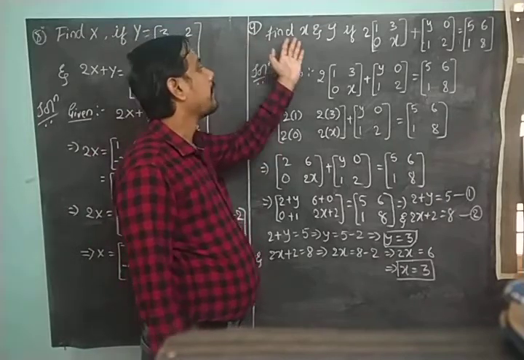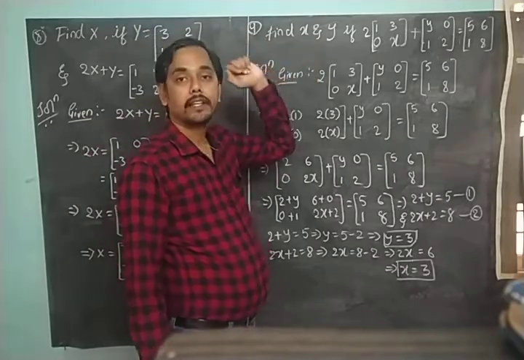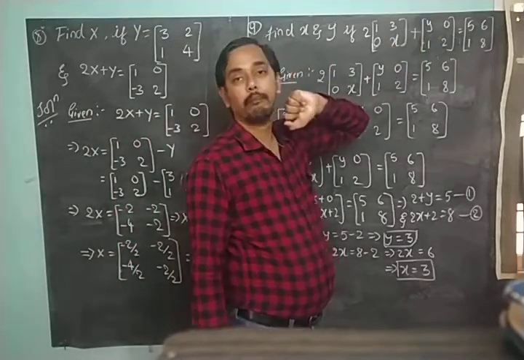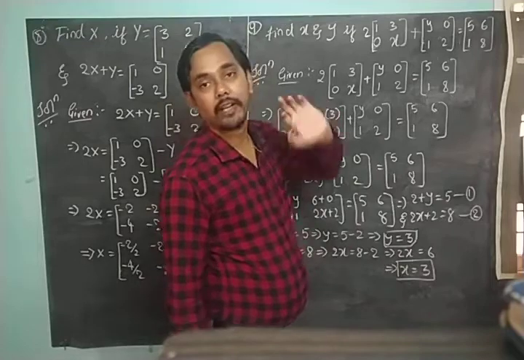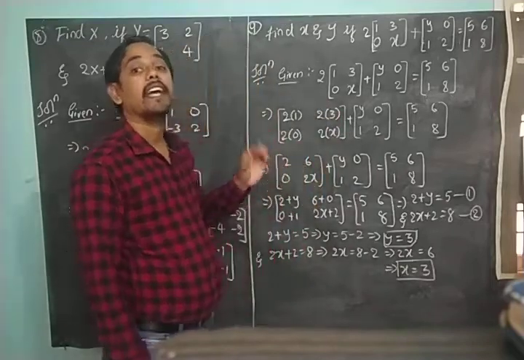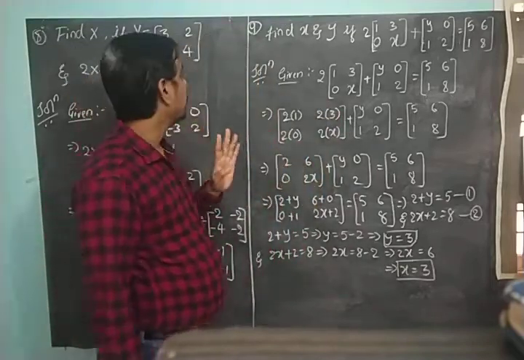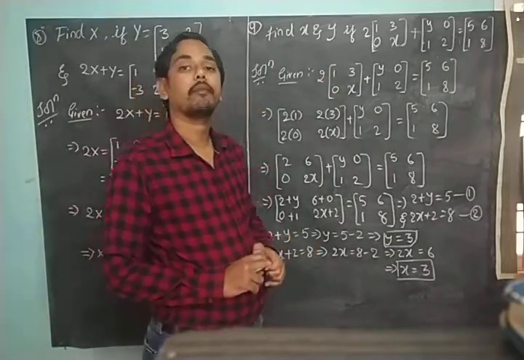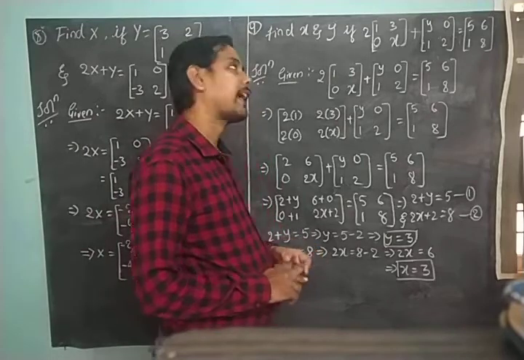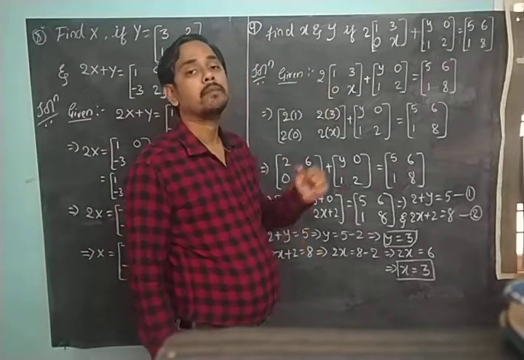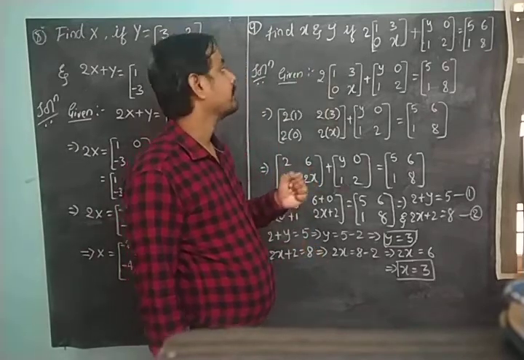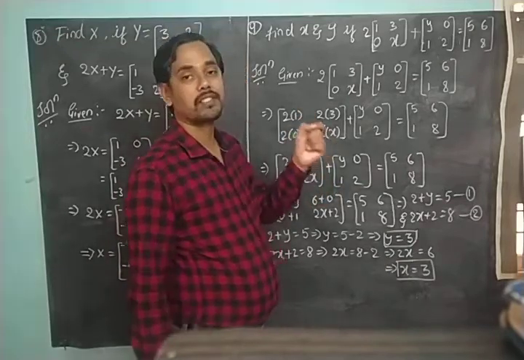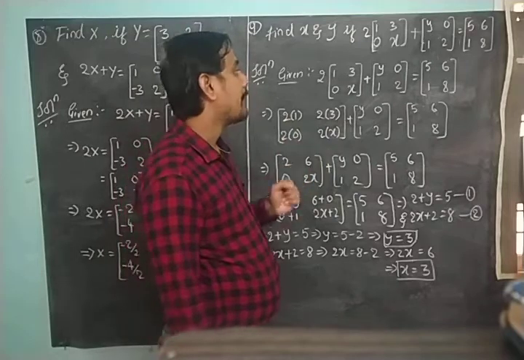What is given here? Find x and y. Here carefully observe. x and y are the elements inside the matrices. So here x and y are not matrices. They are elements inside the matrices, and x and y are given by small letters. So we have to consider them as elements inside the matrix. They are not separate matrices. So we need to find the value, which will be numbers.